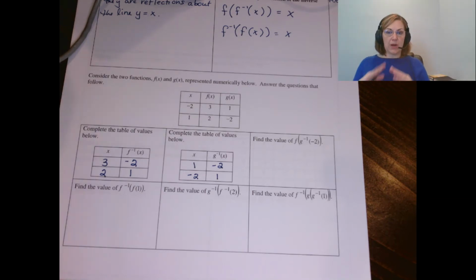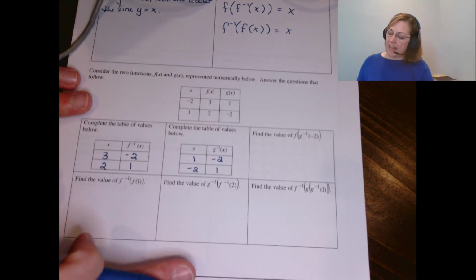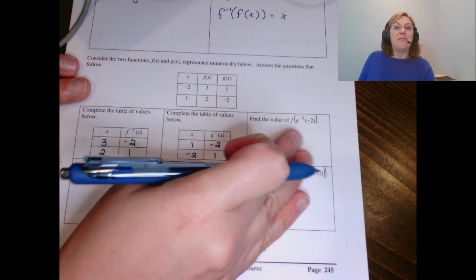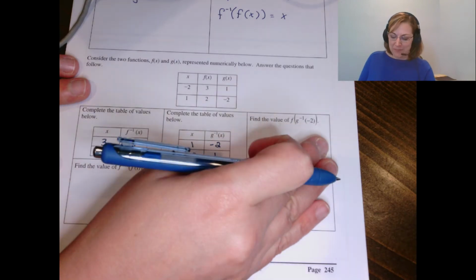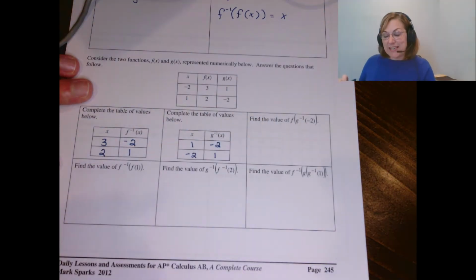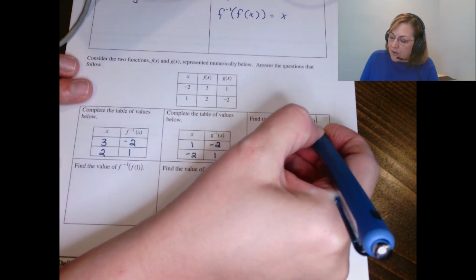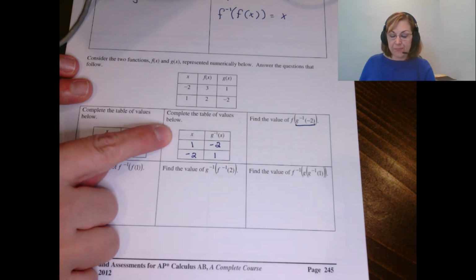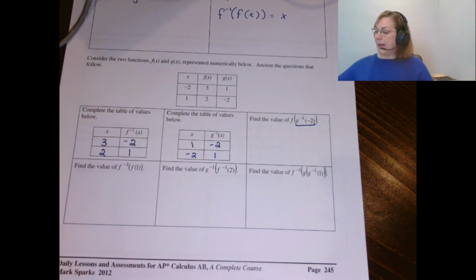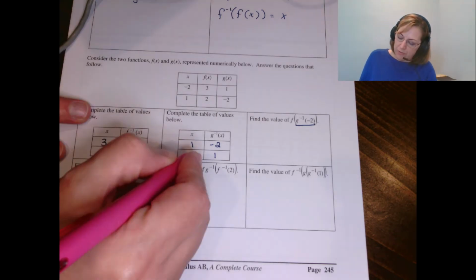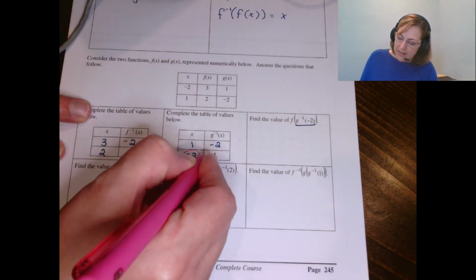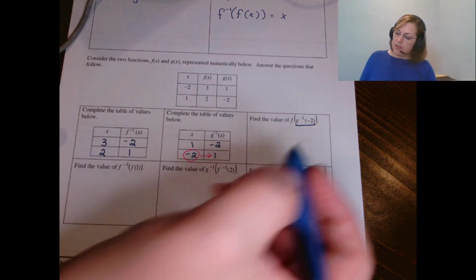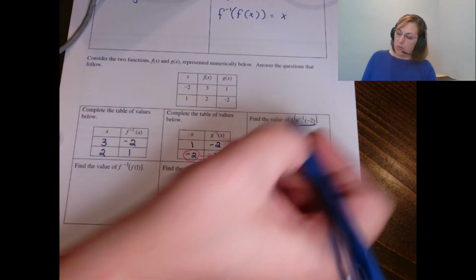Now, for these next few, I want you to be very intentional about focusing on what chart we need. Okay, so let's begin this f of g inverse of -2. Now, you'll remember we start on the very inside of that expression. So I'm going to start with g inverse of -2. So that means I'm going to the inverse g chart. I'm going to look for -2, and that gives me 1. Okay, so I'm going to replace g inverse of -2 with a 1.